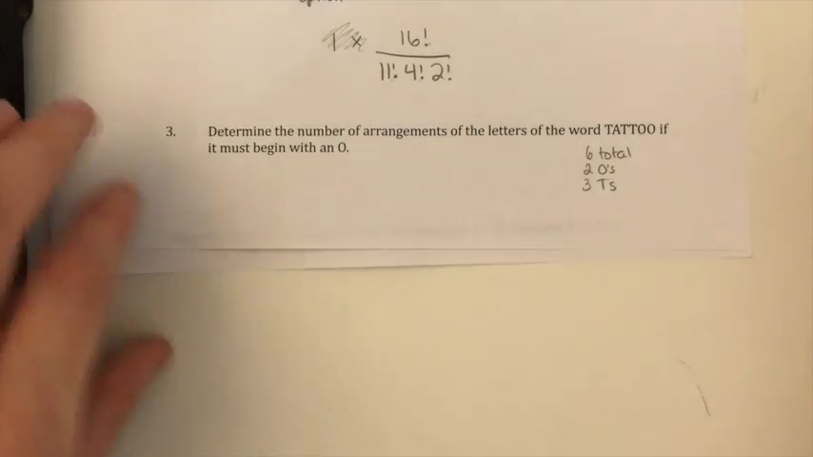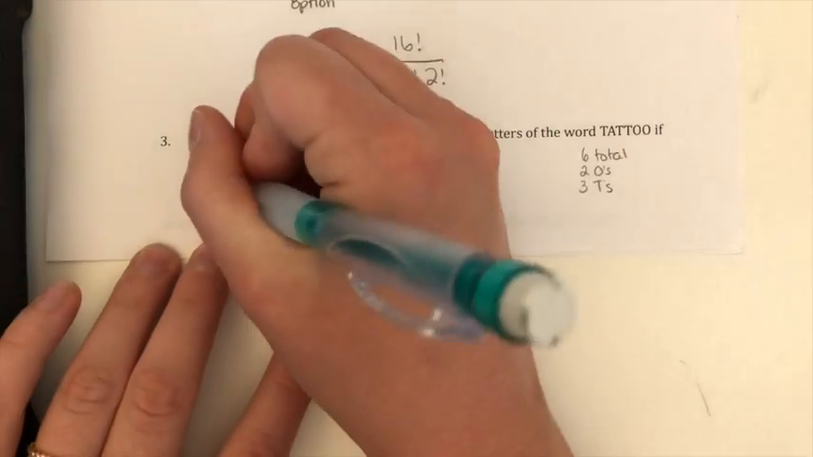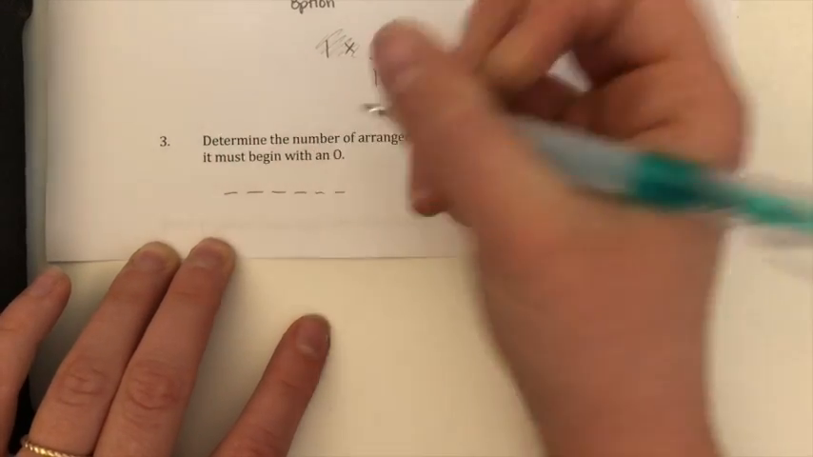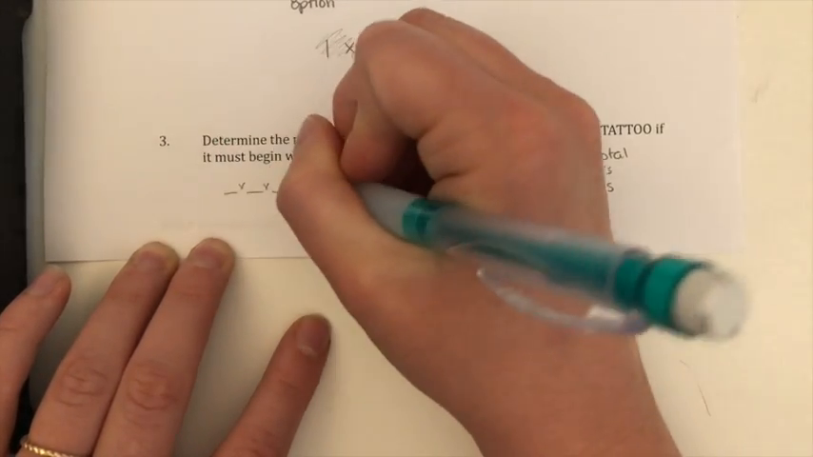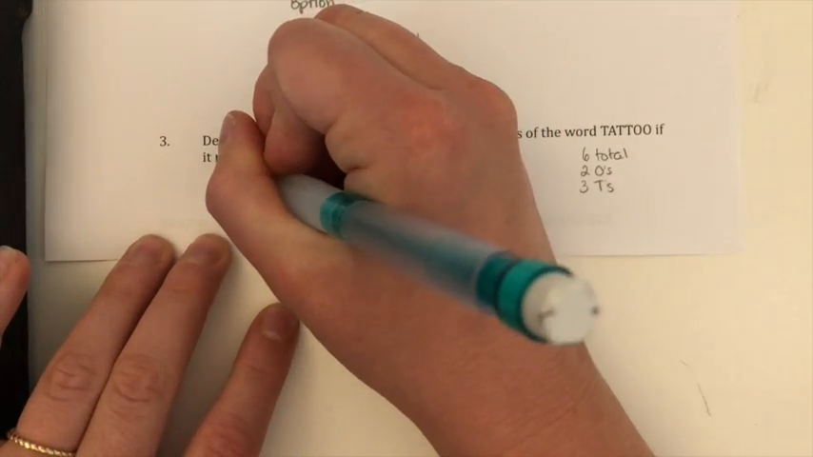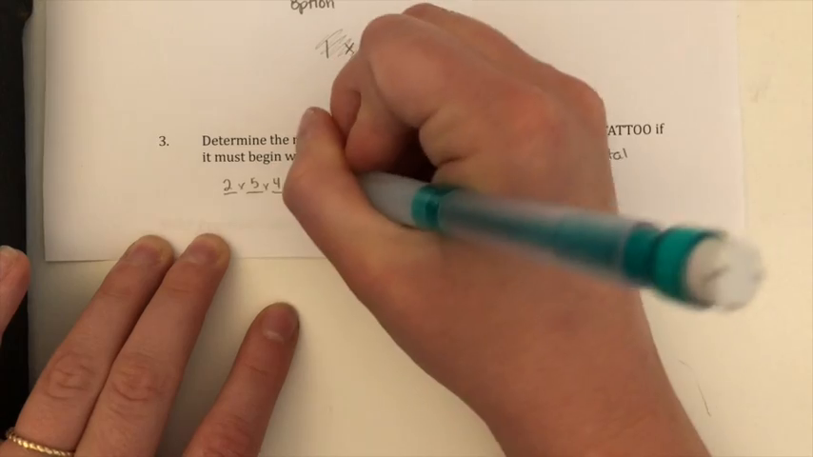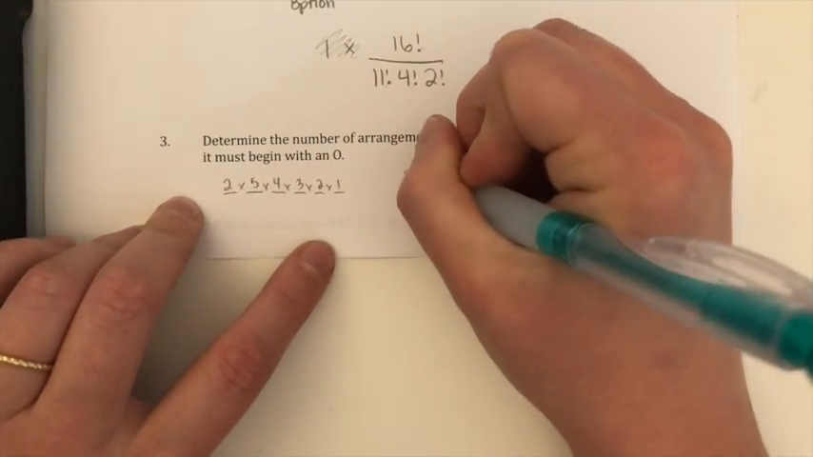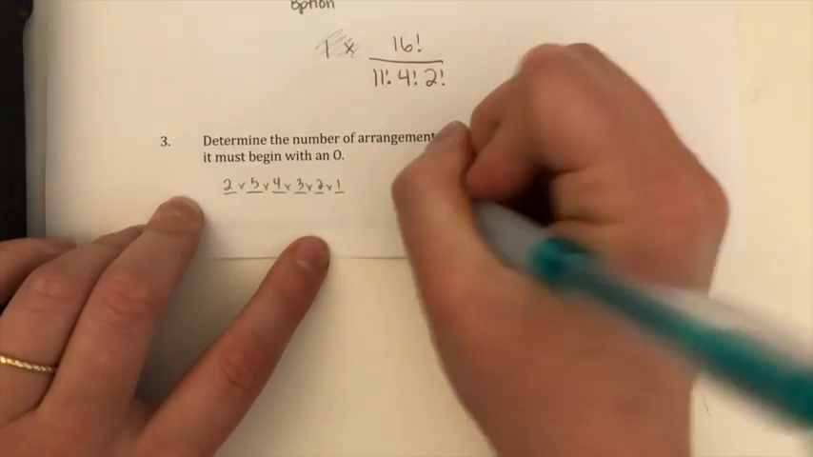Okay, so if it has to begin with an O, then what this means, if we think about, okay, here's my spots for my 6 letters. There's 2 options for that first letter to be an O, because there's 2 O's. Then the rest are just going to be, there's 5 options left, then 4, then 3, then 2, then 1. Okay, so we could write this as 2 times 5 factorial.